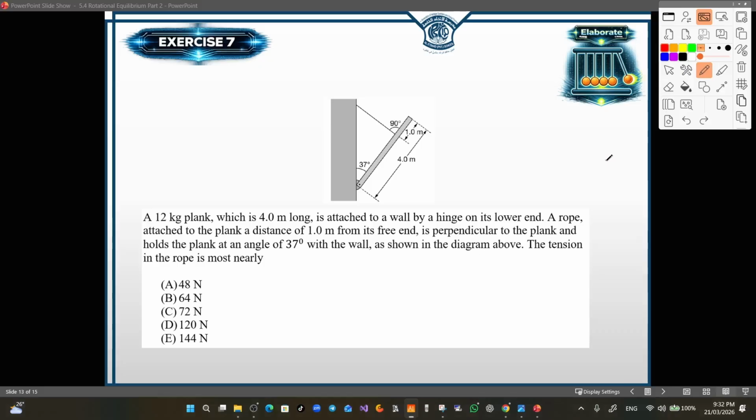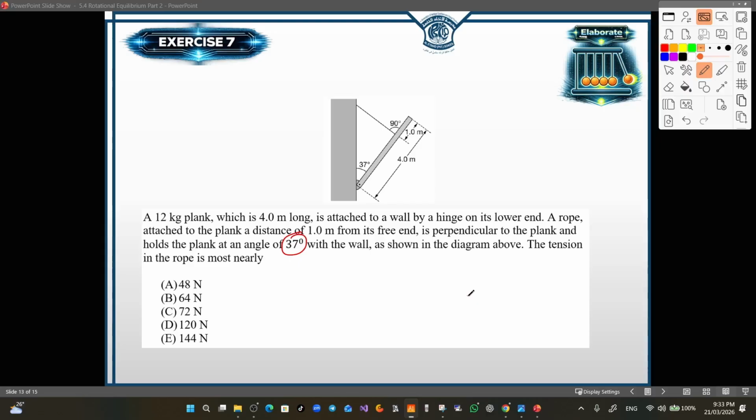Now exercise 7. A 12 kilogram plank which is 4 meters long is attached to a wall by a hinge on its lower end. A rope is attached to the plank at a distance of 1 meter from its free end. Now the angle that the plank makes with the wall is 37 degrees. What will be the tension in the rope?